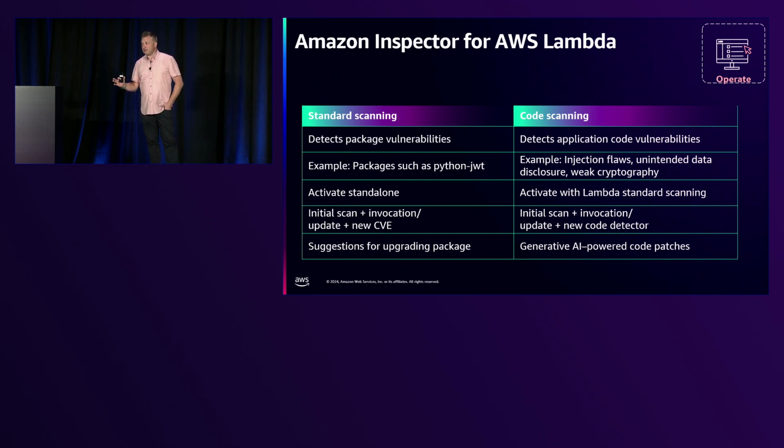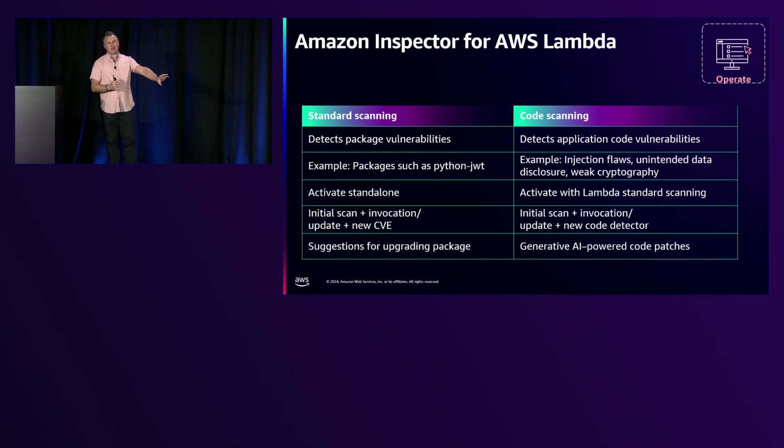Whereas code scanning, which includes standard scanning, if you turn on code scanning, you're getting both code scanning and standard scanning. If I turn on code scanning, I'm also getting detection of code vulnerabilities in my actual software. For example, the example that Emil was showing earlier with SQL injection would get caught with code scanning as opposed to standard scanning, which is just going to detect vulnerabilities in my third-party dependencies.